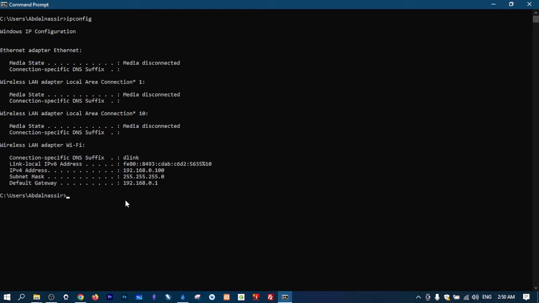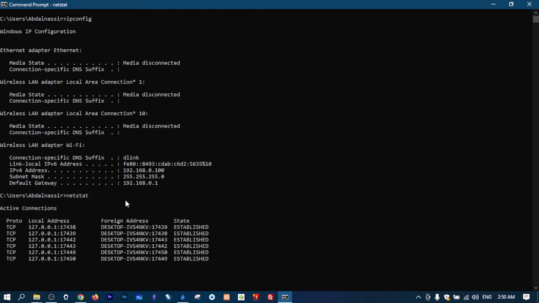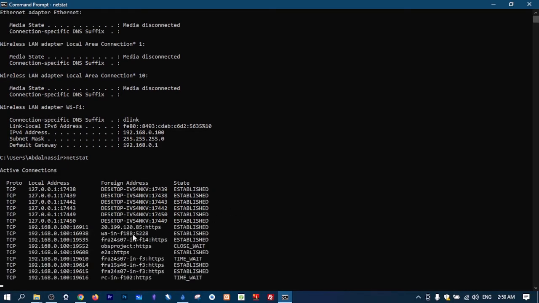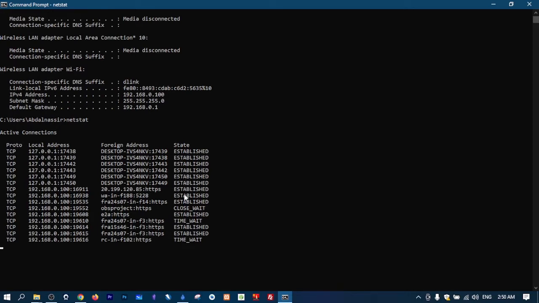Now, the other one is netstat, which stands for network statistics, and it will tell you about the connections to your PC, what they are. So you have these established, closed, and other stuff. For example, OBS project. It's in the state close and wait. The OBS, which is the software I am using for recording these videos. Now, we have other services that are running and what port they are running and their state.